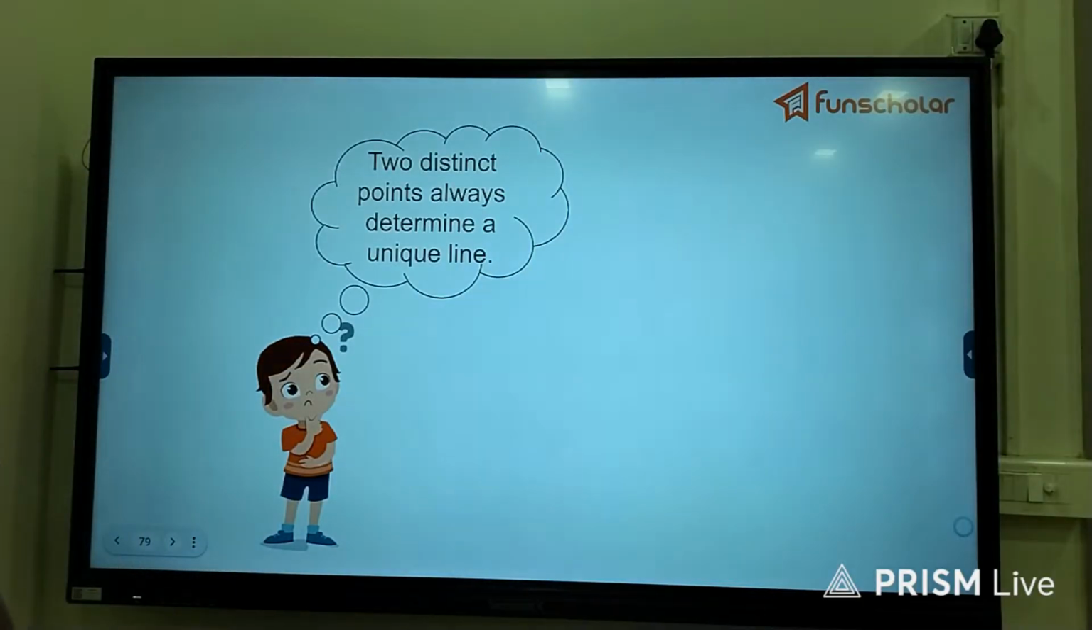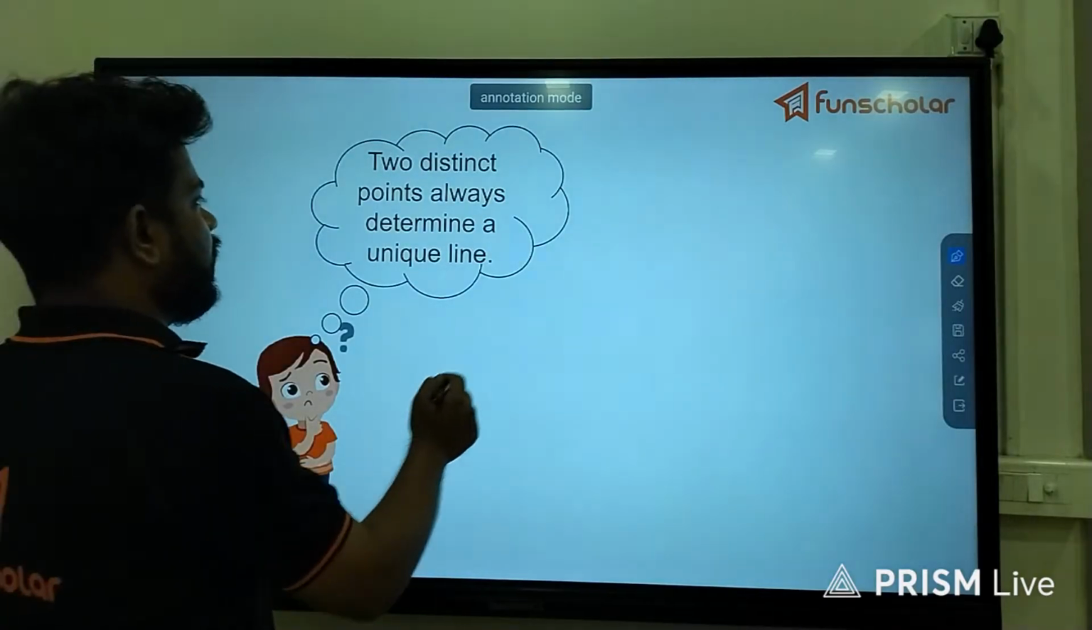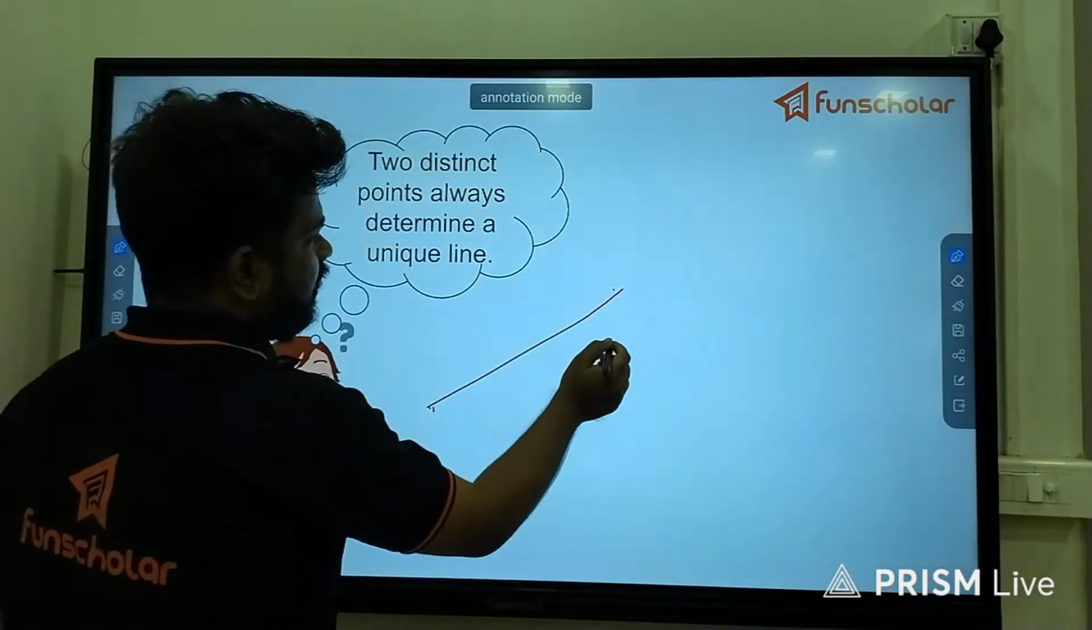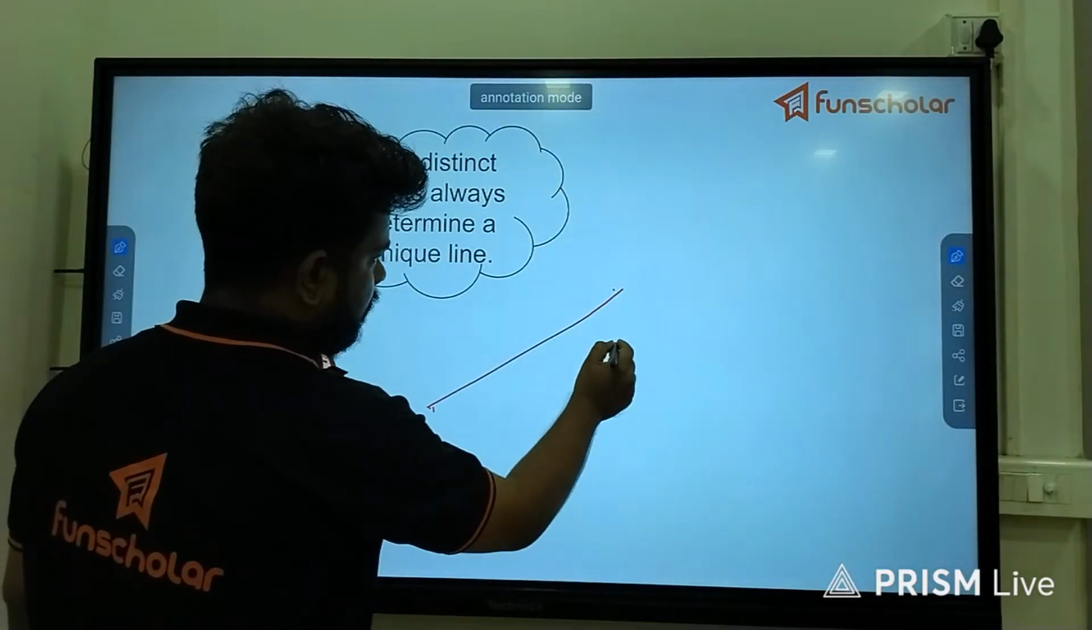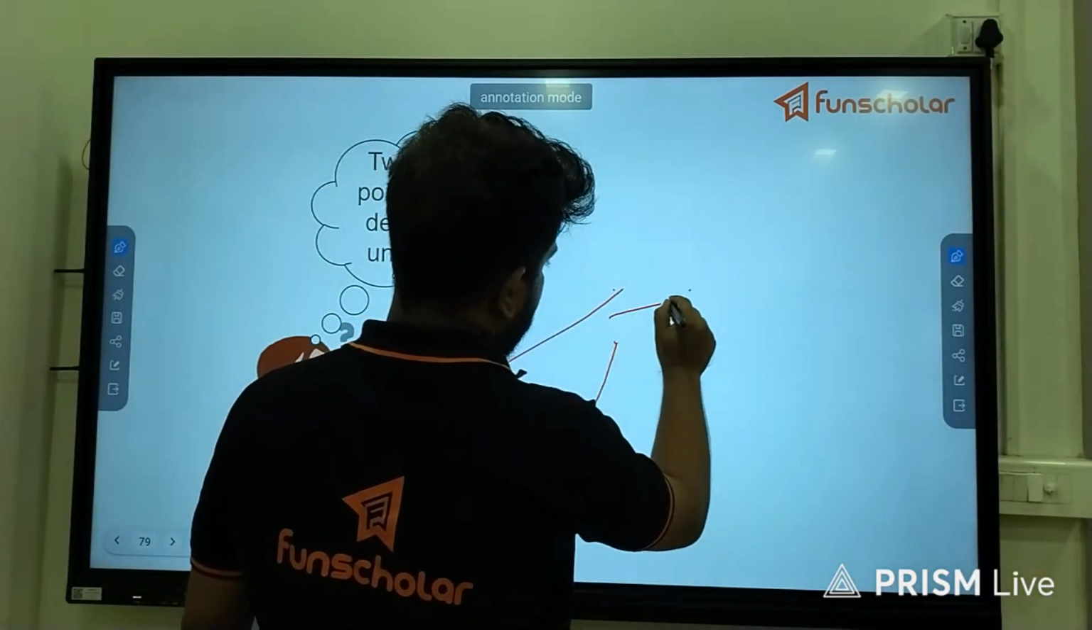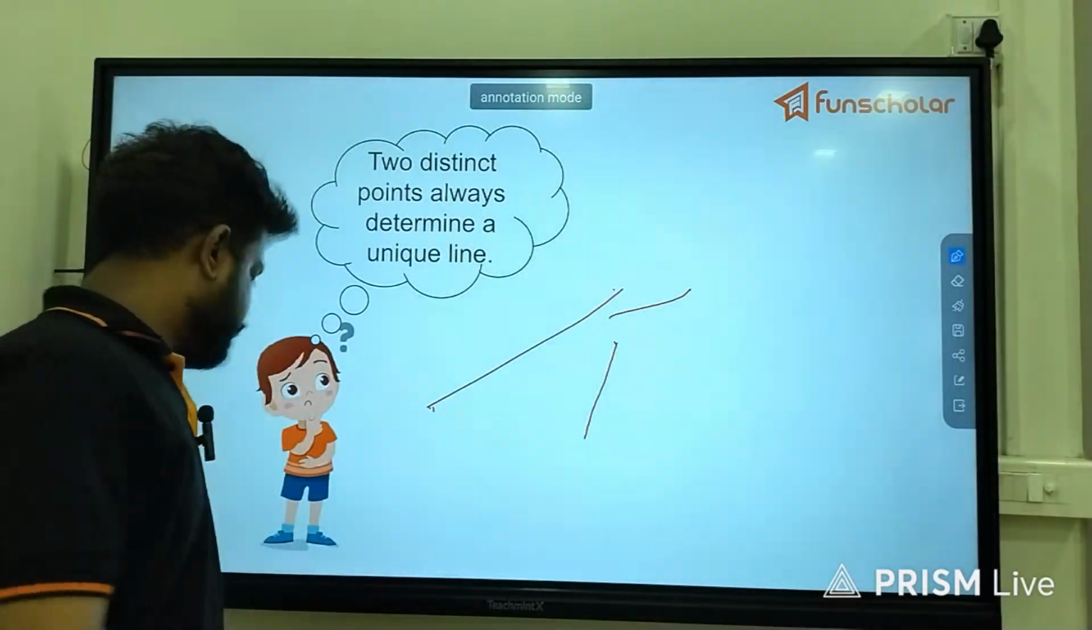Next, two distinct points always determine a unique line. Obviously, two distinct points always determine a line. Okay, so it will be unique. These two points, they will be unique. Okay.